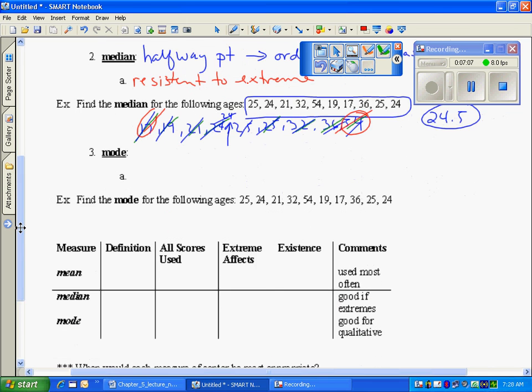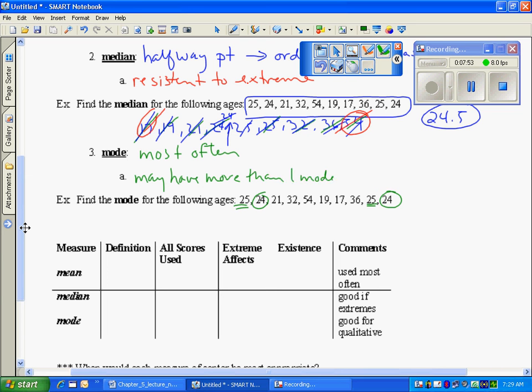The mode is the third and final measure of center, and it is the observation that occurs the most often. It's going to occur the most often in a list. The nice thing about a mode here is when I look at my list, I might have to order it, but if I start looking here, I see 2 24s and I see 2 25s, and that's it. So we might have more than one mode. And in this list I do.